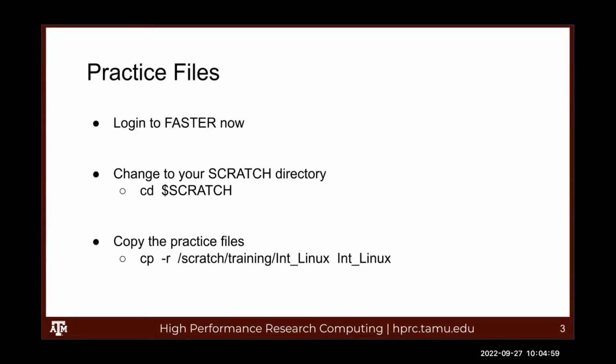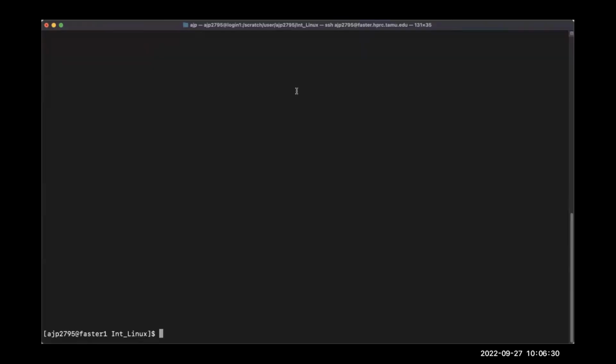Okay, so before we begin, there is a directory on FASTR with some example files that we're going to use. So please take a minute now to log into FASTR via your preferred method. And if you're having issues with that, please let us know. Navigate to your Scratch directory and then copy the practice files from this training directory into your Scratch directory. So just take a moment and do that, and let us know if you have any issues.